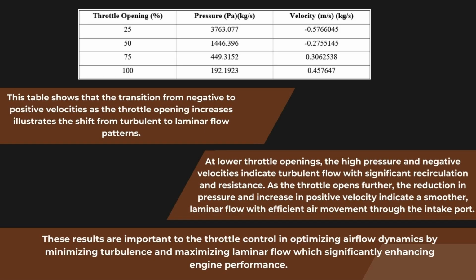This table shows that the transition from negative to positive velocities as the throttle opening increases illustrates the shift from turbulent to laminar flow patterns. At lower throttle openings, the high pressure and negative velocities indicate turbulent flow with significant recirculation and resistance. As the throttle opens further, the reduction in pressure and increase in positive velocity indicate a smoother, laminar flow with efficient air movement through the intake port.